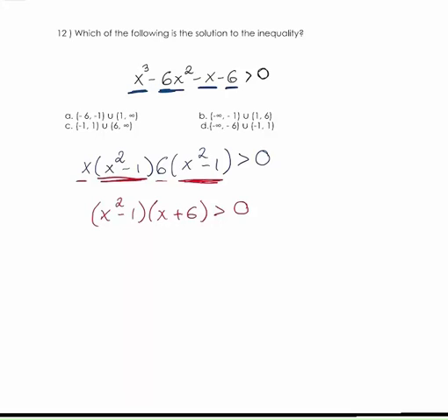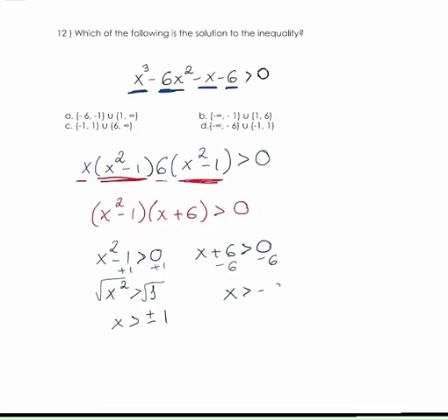Now the next step is we're going to set the inequality for each one of them. So x squared minus 1 is bigger than 0, and x plus 6 is bigger than 0. Now we solve for x on both of them. We add 1 on each side, then we end up with x squared bigger than 1. Now we take the square root of both sides, and we will have x bigger than plus or minus 1. On the other one, we subtract 6 from both sides, and we have x bigger than negative 6.